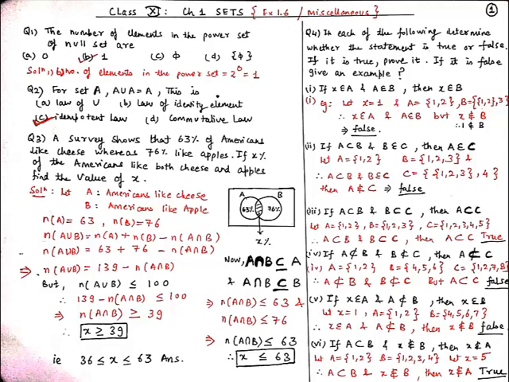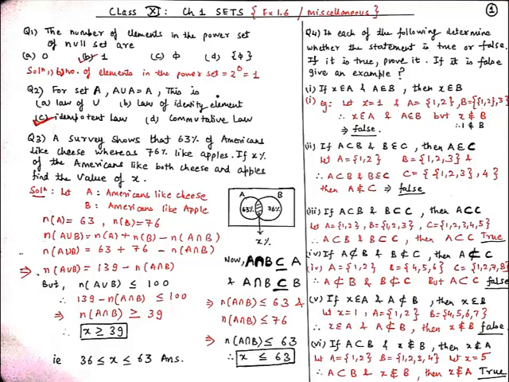In the second part, if A is a subset of B and B belongs to C, then A belongs to C. Now let's say a set A is equal to {1, 2} and set B is equal to {1, 2, 3}. Now as per our question, A is a subset of B and B belongs to set C. So let set C be equal to {{1, 2, 3}, 4}.